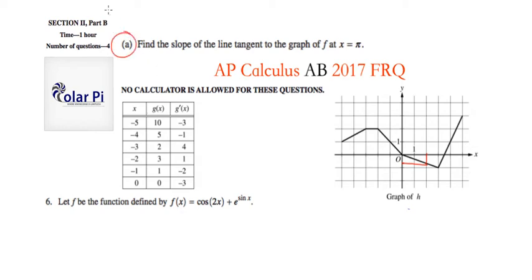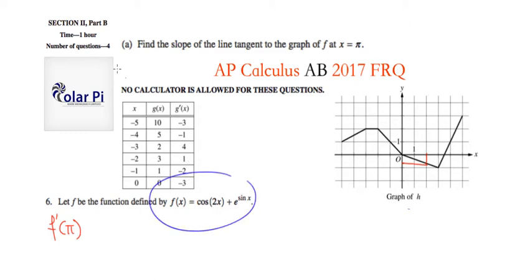Hey guys, part A of the last problem here on the AB 2017 FRQ. In part A we're asked to find the slope of the line tangent to the graph of f at x equals pi. So what they're asking for is really f prime of pi. Easy enough. Let's first find f prime.